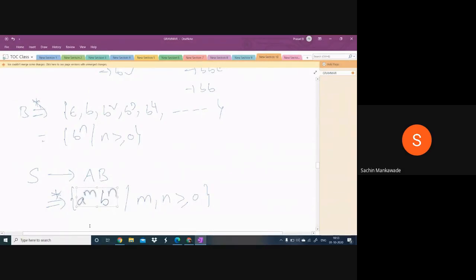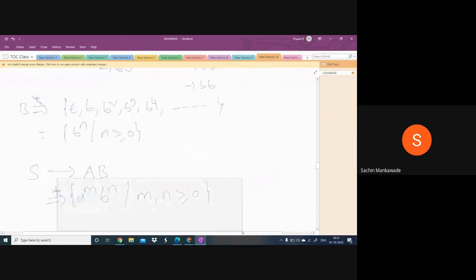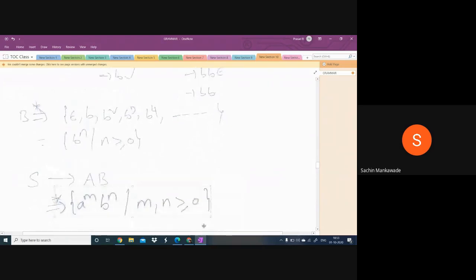See, A power 4, B power 5 can be there, or A power 4, B power 4 can be there, or A power 4, B power 3 can be there. So A's can be more or B's can be more or they both can be equal. That is the reason one is A power m and the other one is B power n. So this is the final answer. Okay, copy this one.